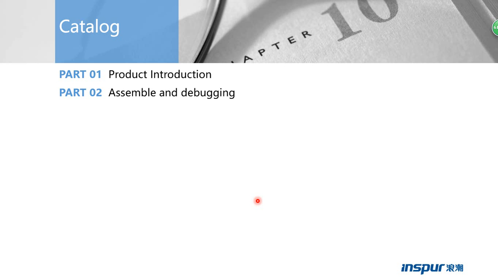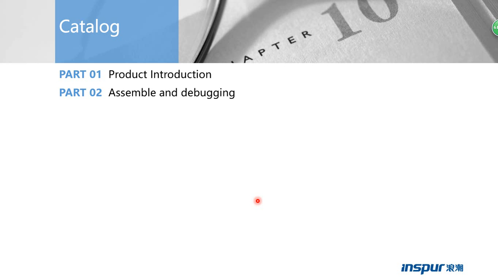This page shows the catalog. Part 1, product information, product introduction. Part 2, assembly and debugging. From part 1, I will introduce the features of the server and the picture of the server. After part 1, I think everyone should master the server's features, and if you see the picture of the server, you need to know this is the NF5466M5 server.